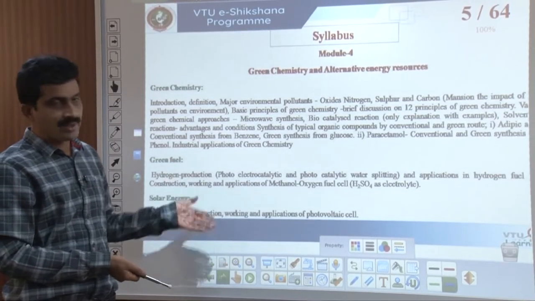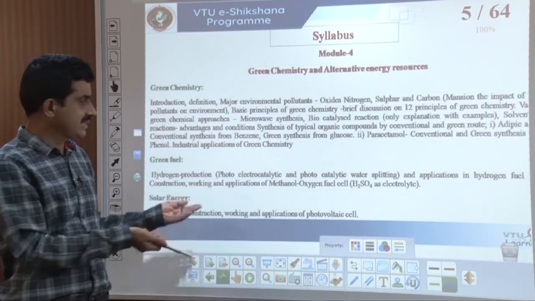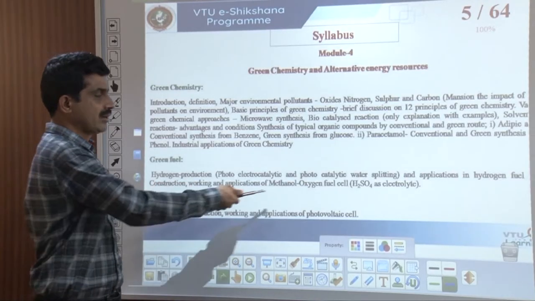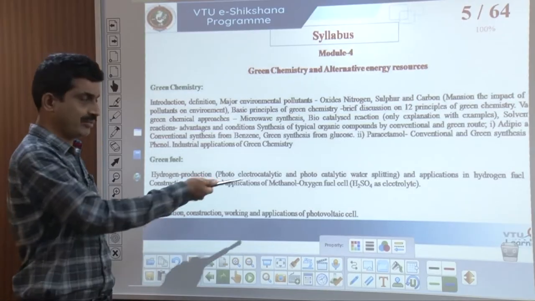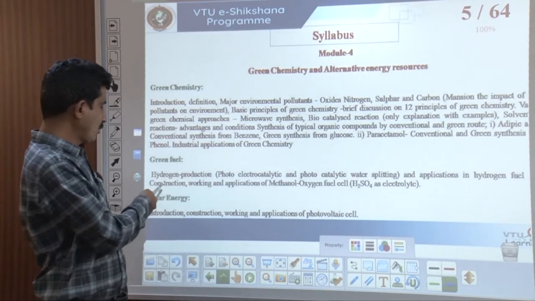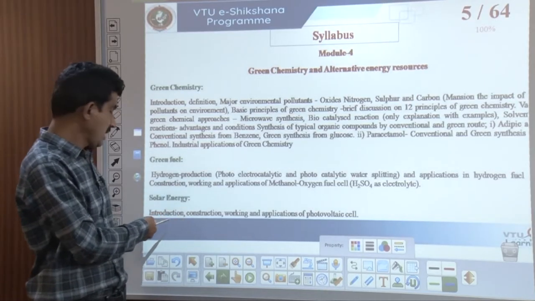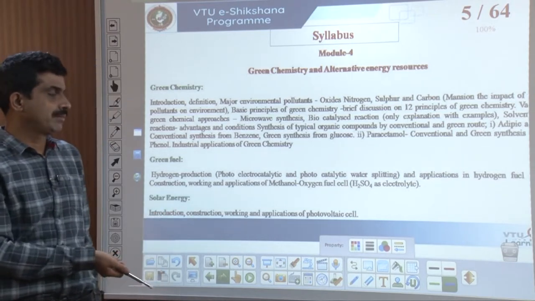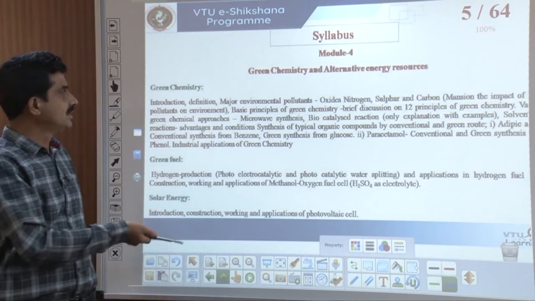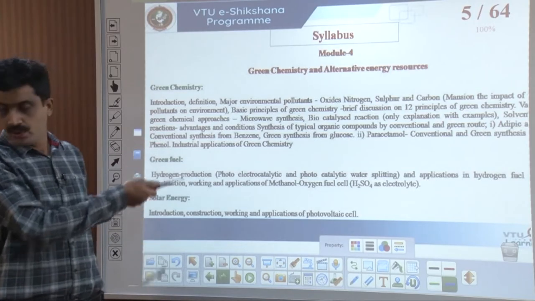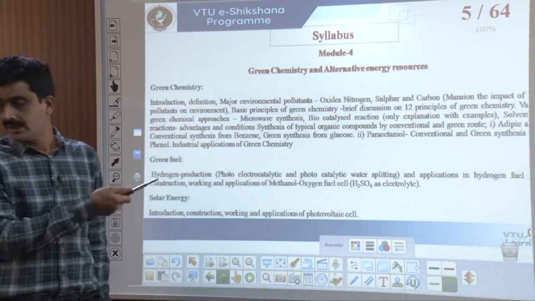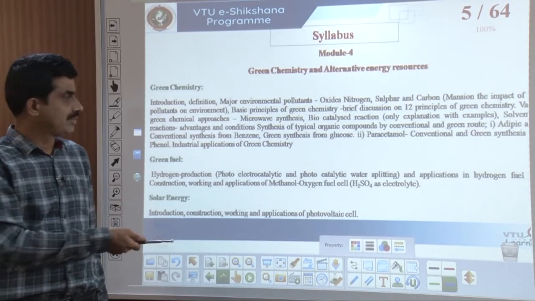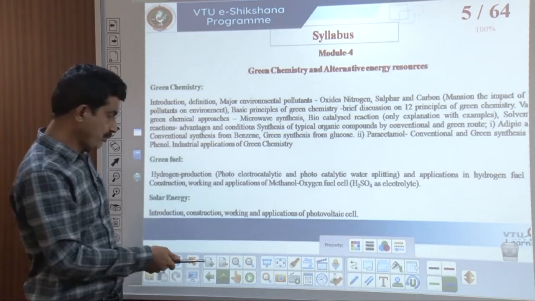So before that we will be learning the differences between batteries and fuel cells, then how this methanol oxygen fuel cell operates with sulfuric acid as electrolyte. Then one more chapter is on solar energy, so introduction to solar energy, construction, working and applications of photovoltaic cells. So all these we will be learning in module 4. Dr. V.R. Kattimani from Bagalkote Engineering College, Bagalkote, will be teaching this module 4.